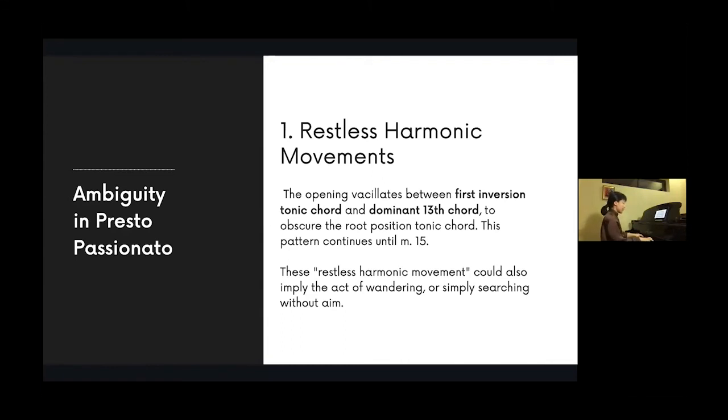It starts with, and then repeat again, and then change the one, and repeat again.